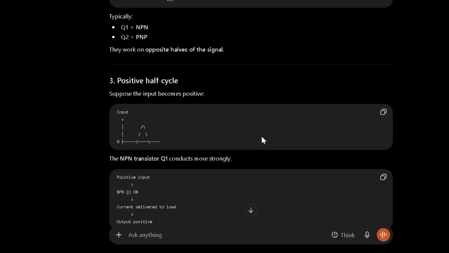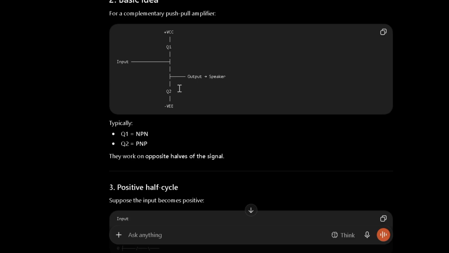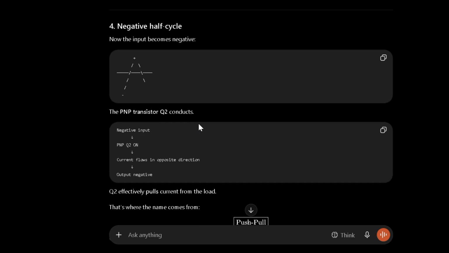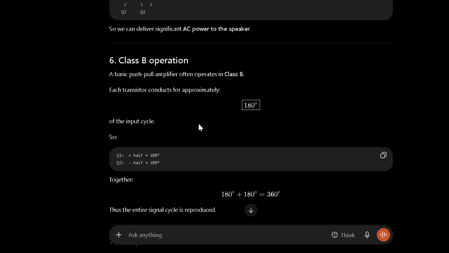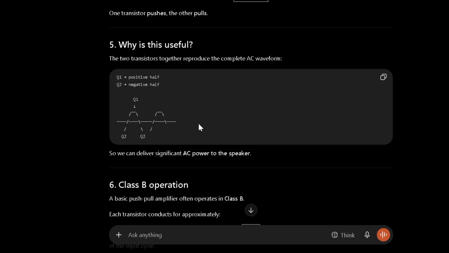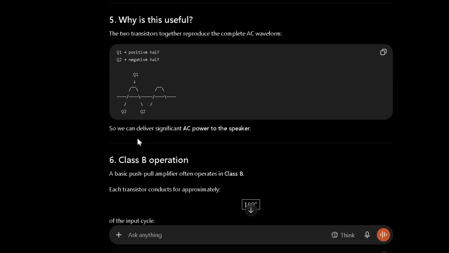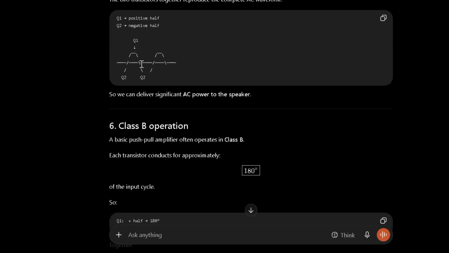So what was the problem here? The advantage is that two transistors reproduce the complete AC waveform, so you can deliver significant AC power to the speaker. The problem is that reproducing the full 360 degrees of the cycle goes with distortion.